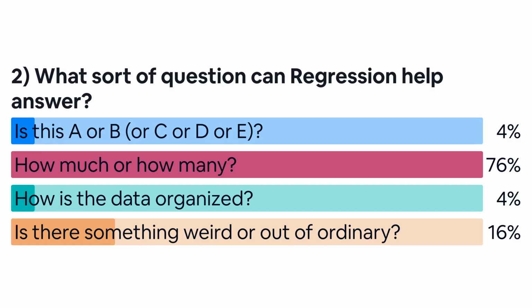How much or how many? Because you're trying to predict a numeric value. That would be the answer to the question, a number, how much or how many. Cannot be is this A or B because that's classification. How's the data organized? That would be clustering. And is there something weird or out of the ordinary? That would be anomaly detection.